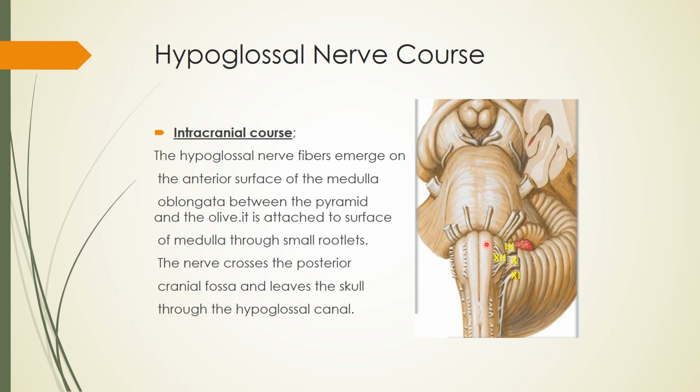This elevation is called pyramid and this elevation is called olive. Between the pyramid and olive, this is anterolateral sulcus. Hypoglossal nerve is attached by several small rootlets to this surface and these rootlets join to form hypoglossal nerve. This nerve crosses the posterior cranial fossa and leaves the skull through hypoglossal canal.